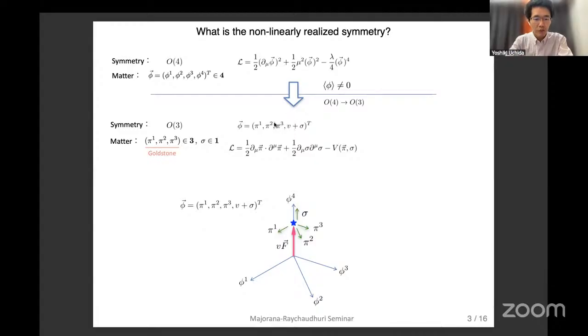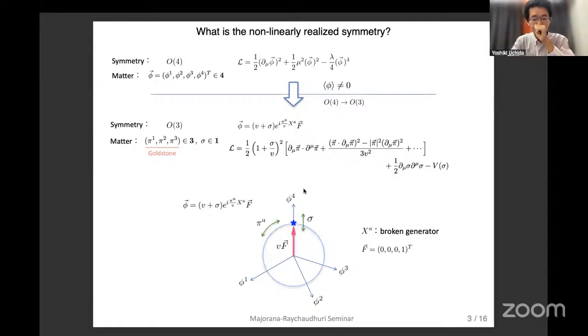And usually we parameterize this phi. Phi is the fundamental representation under the O(4) symmetry. And usually we parameterize this field phi like this. Sigma is the physical fluctuation field, and pi is the Goldstone boson fields. Just simply substituting this expression into the original Lagrangian, we get the Lagrangian in the broken phase. So this is if we take the Cartesian coordinate.